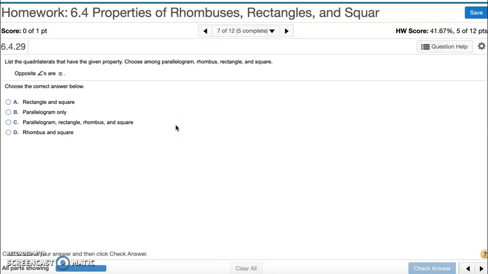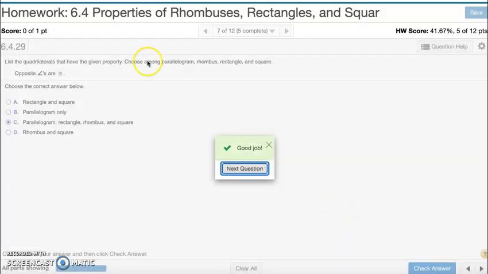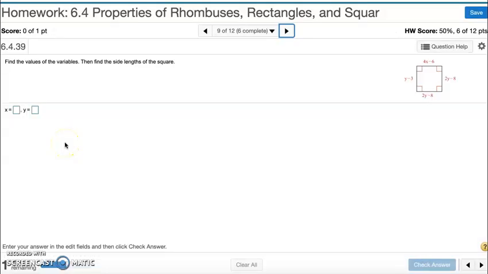Choose among parallelogram, rhombus, rectangle, and square. So opposite angles are congruent. Well, that's not just a parallelogram. That's true for rectangles, rhombuses, and squares. So we're going to say C. And that's number 7. Going to number 9.